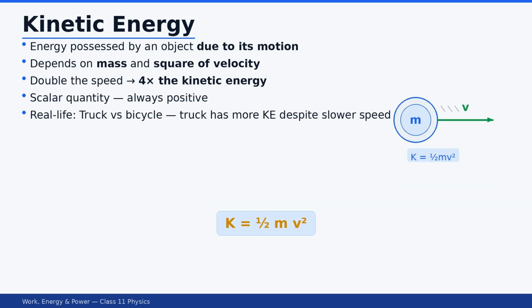Kinetic energy is the energy an object has because it's moving. The formula is K equals half mv squared. Notice the velocity is squared. That means if you double your speed, your kinetic energy quadruples. That's why high-speed crashes are so devastating. A heavy truck moving slowly has lots of kinetic energy. A bicycle moving fast has less because it's much lighter.